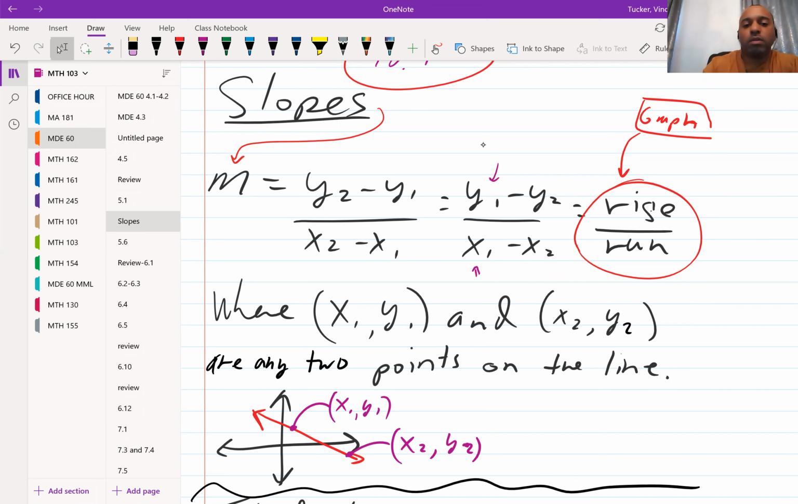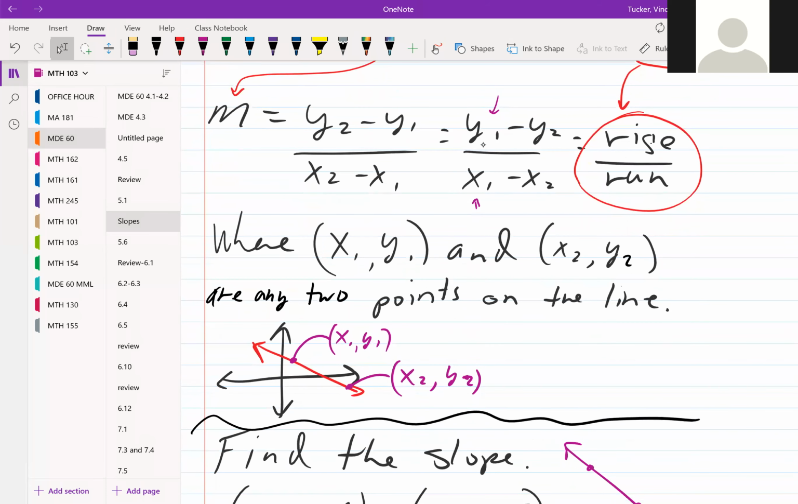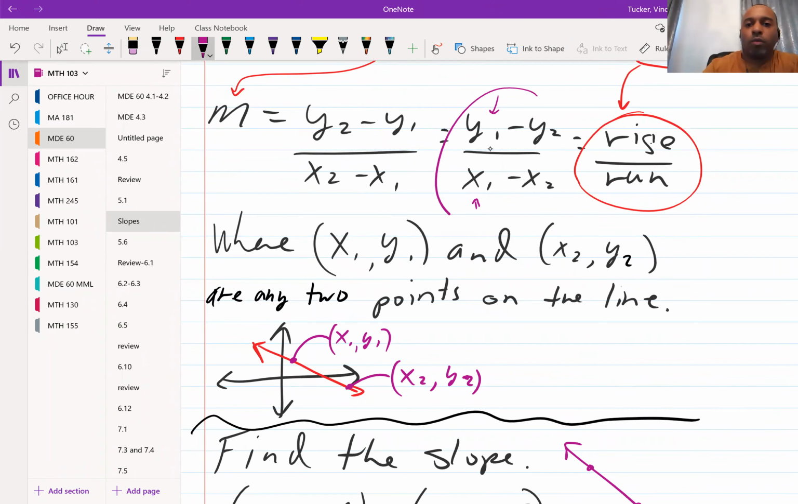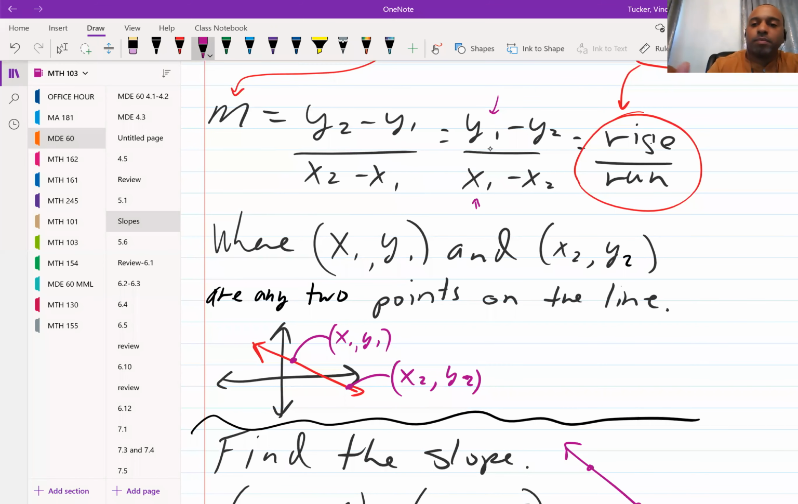All right. Hey, Mr. Tucker. Yes. All right, hold on. I'm on the first part, right? The first part down. Is that a y1? Right here? Equals y1 minus y2. Well, y1 minus y2 is the second one. So we have M is equal to y2 minus y1 over x2 minus x1. And then up here is y1 minus y2 over x1 minus x2. Thank you. Not a problem.